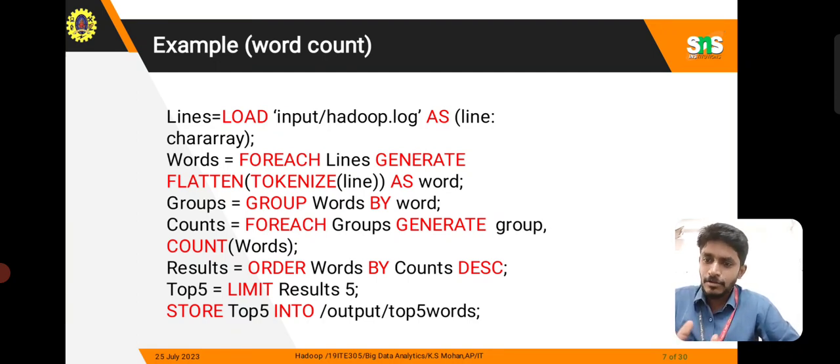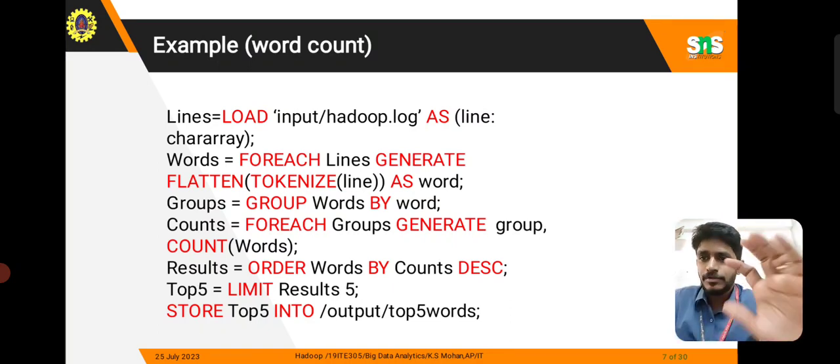We can store the top 5 words into output. The results can be ordered by words by counts. We can have distinct. Then groups equal to group words by word, and the other thing is generated by that. So these are some example word counts we can have.